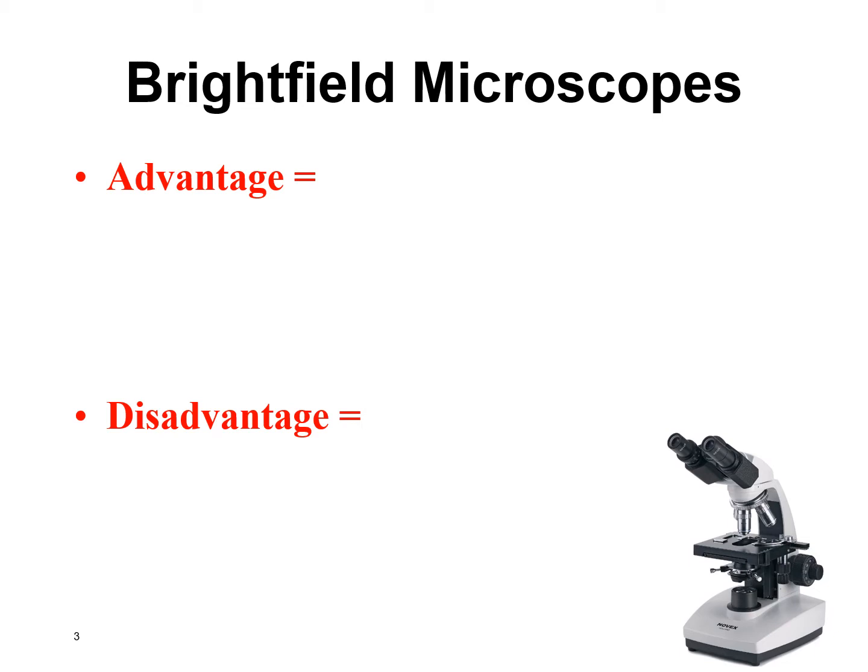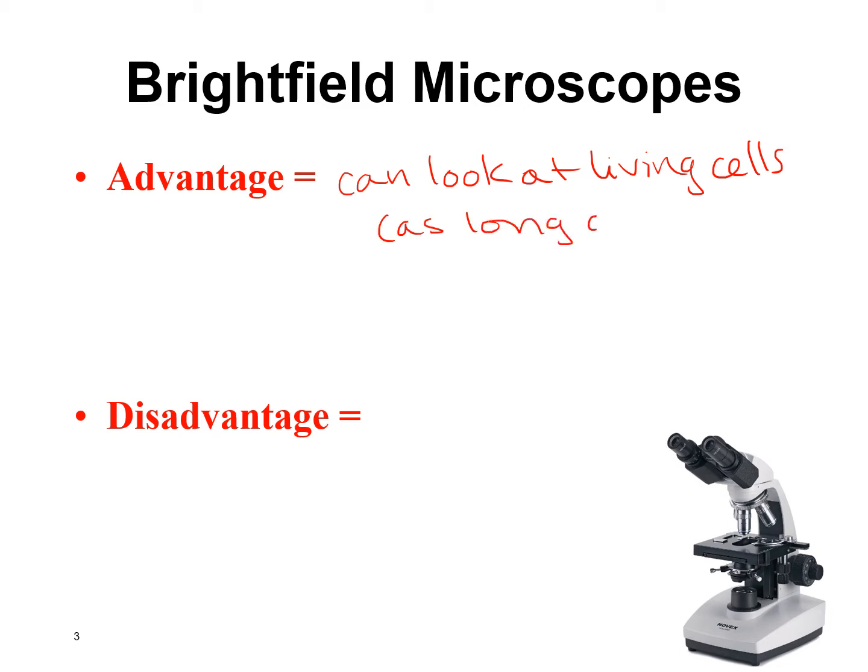So the big advantage of using these bright field microscopes as compared to the electron microscopes is that you're able to look at living organisms as long as they're not stained. So that's their big advantage. And then the disadvantage of the bright field microscope as compared to an electron microscope is that it has much lower resolution.